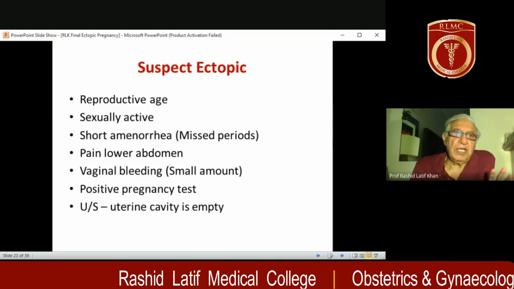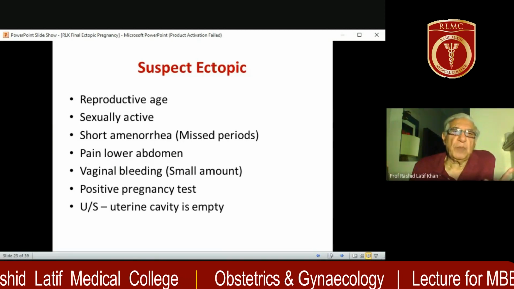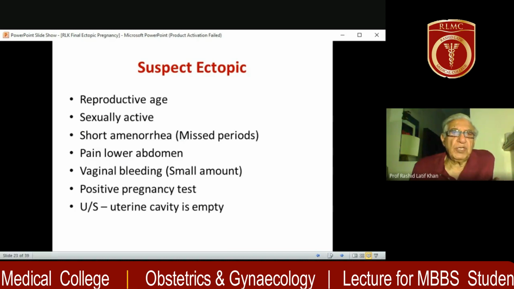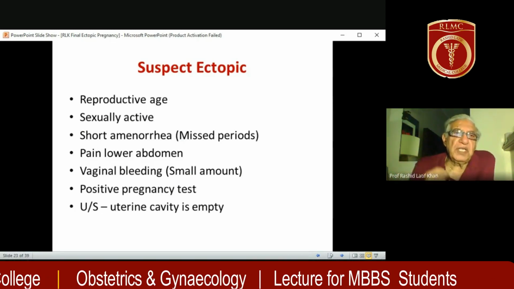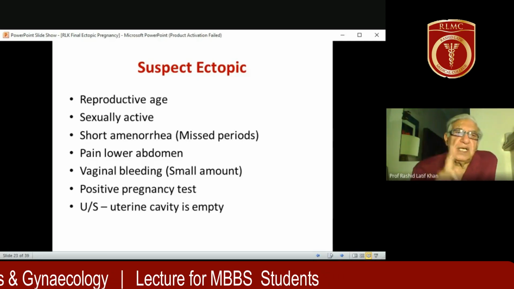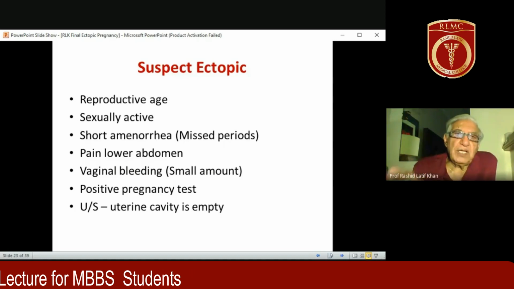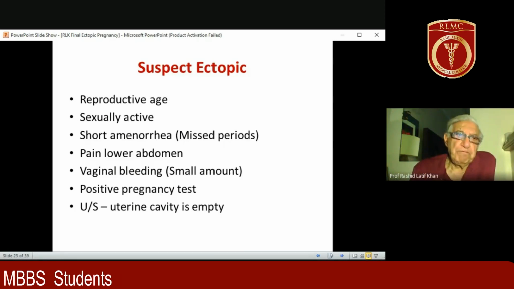When you're a young doctor, when to suspect ectopic? Because unless there is suspicion, you will not make the diagnosis. And unless you think of it, you don't make a diagnosis. What mind doesn't know, eyes don't see.